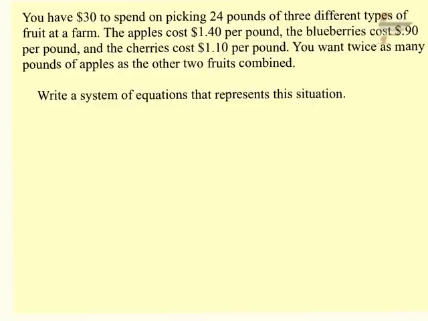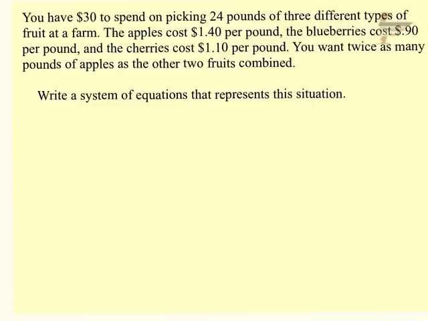You have $30 to spend on picking 24 pounds of 3 different types of fruit at a farm. The apples cost $1.40 per pound, blueberries are 90 cents per pound, and the cherries cost $1.10 per pound. You want twice as many pounds of apples as the other 2 fruits combined. Write a system of equations that represent the situation, and then we won't solve it.